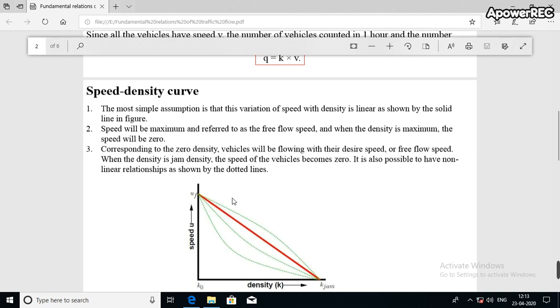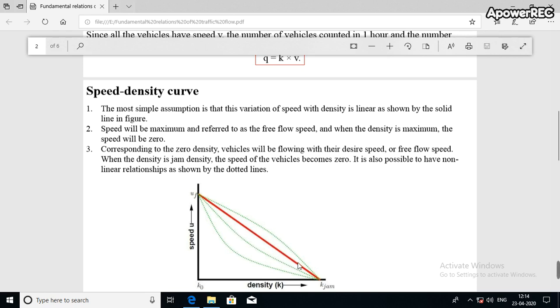Gradually, as the number of vehicles increases, he will need to reduce his speed in order to make some movement inside that particular traffic. He will need to overtake someone, and as a result, a change in the speed will be observed. As the number of vehicles increases, the speed will decrease. That is why this line is shown in this way. The speed is decreasing as the density is increasing.